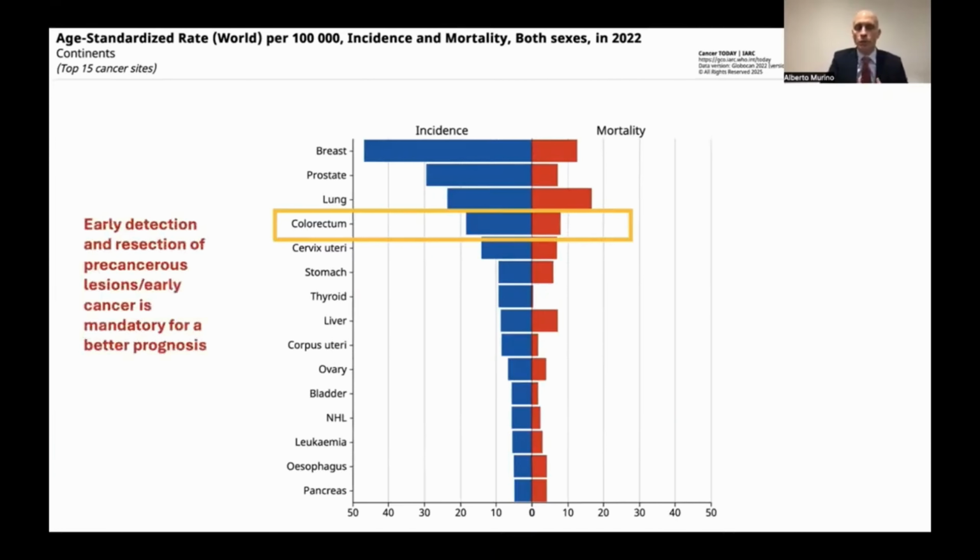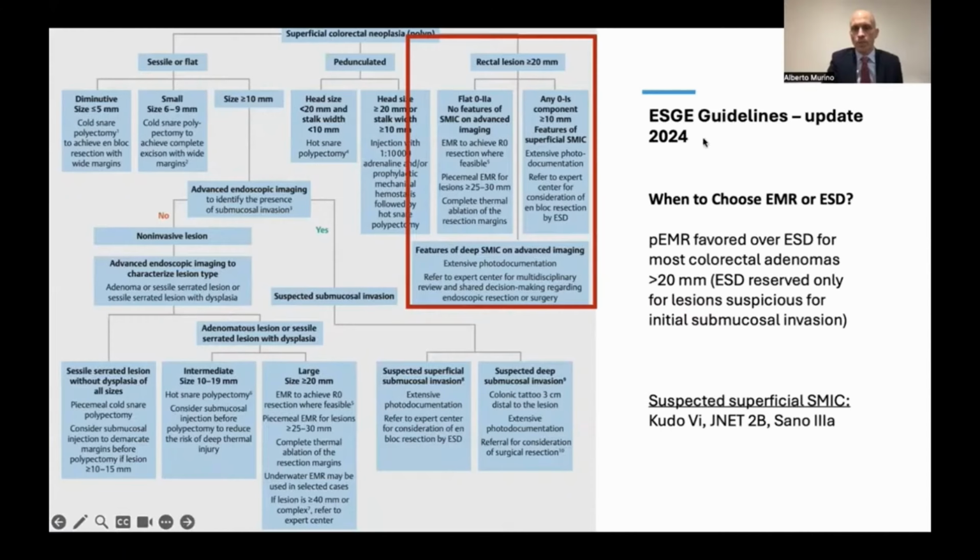So here are the ESGE guidelines, and as you can see, that is the update of 2024. So when to choose EMR or ESD? For the ESGE guidelines, we should choose ESD only for lesions in the rectum bigger than 2 centimeters and for lesions with suspicion of deep mucosal invasion.